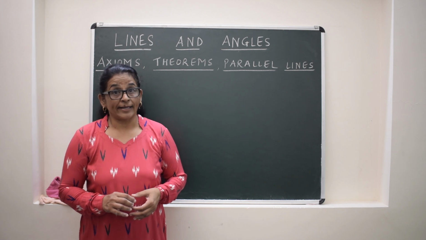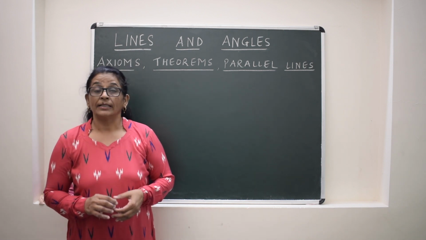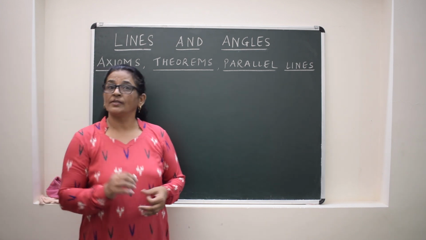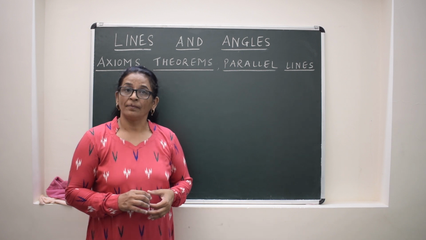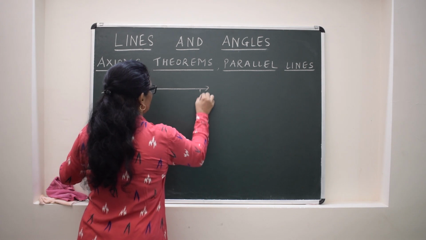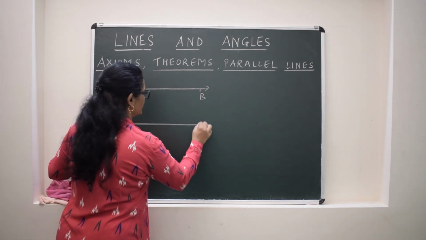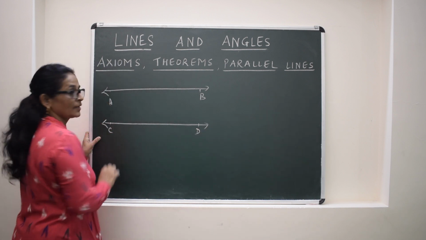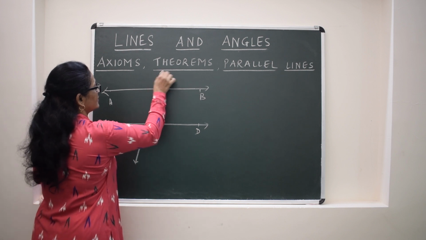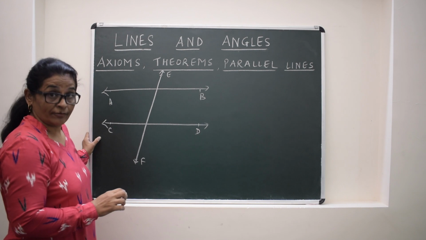Now we'll discuss the types of angles which are formed for the parallel lines with the help of a transversal. There are axioms and theorems based on those angles also. So first we will take two lines which are parallel and a transversal. Line AB is parallel to line CD. And if a transversal intersects both the lines, which is EF, then 8 angles are formed.